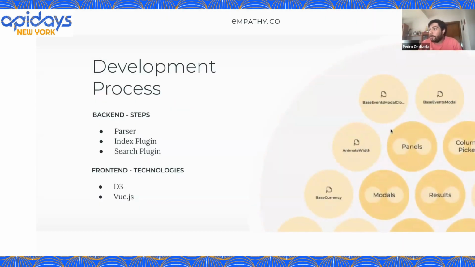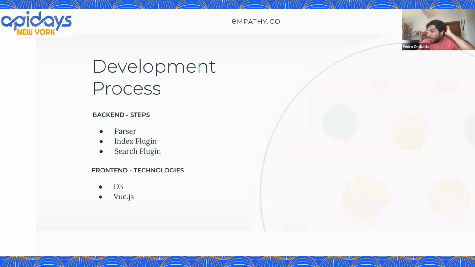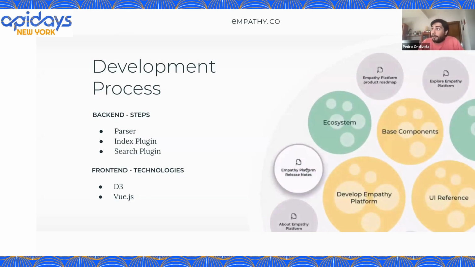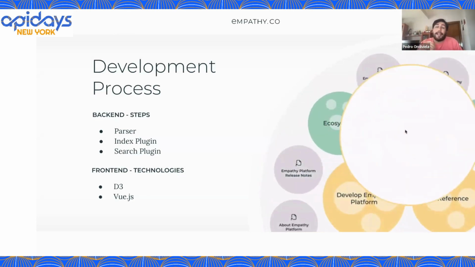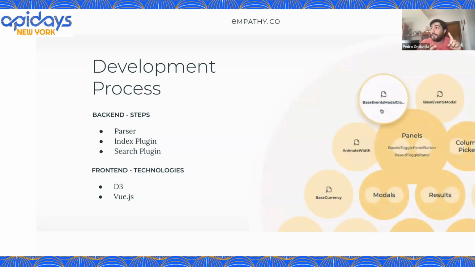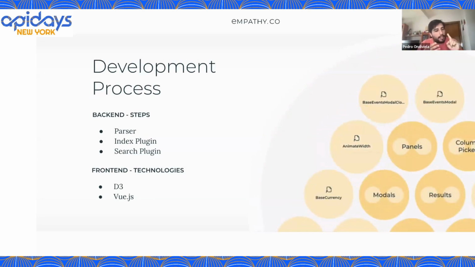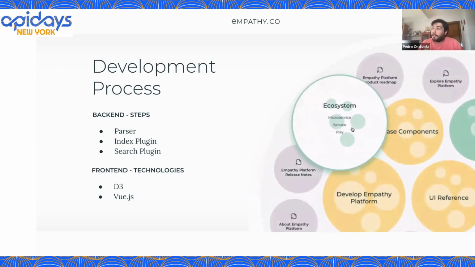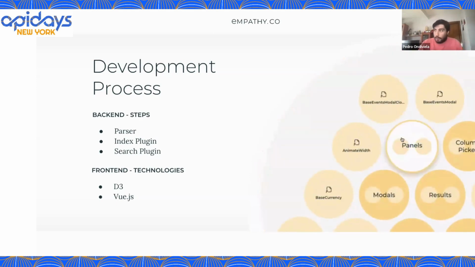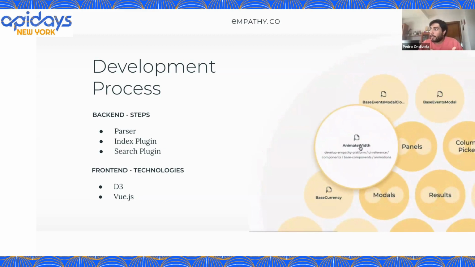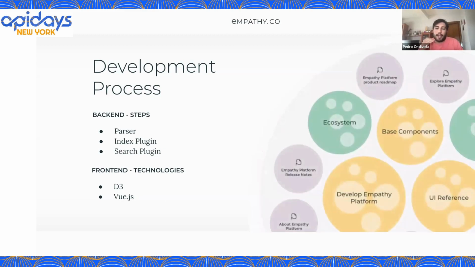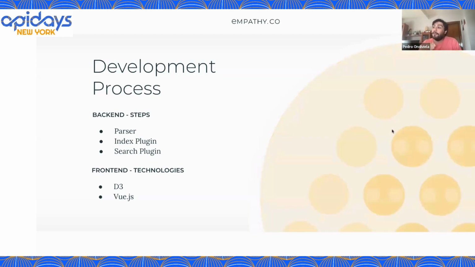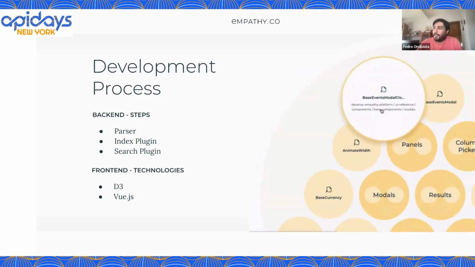About the development process, first, the backend is composed of three parts: the parser, which crawls over the Empathy Platform docs and gets the titles, the breadcrumbs, the metadata, and the content, and passes that to the indexer and then to the search plugin. Then, when we call the search plugin with a query, we get a list of results, not only final results, but also related categories that will contain other results inside.